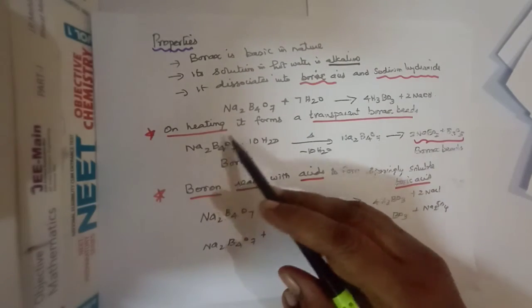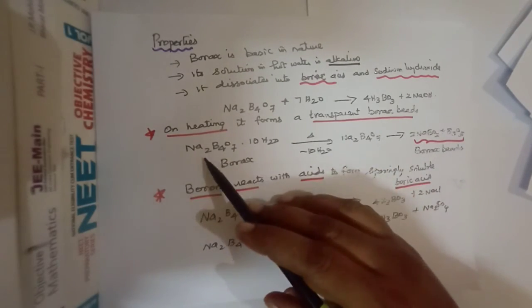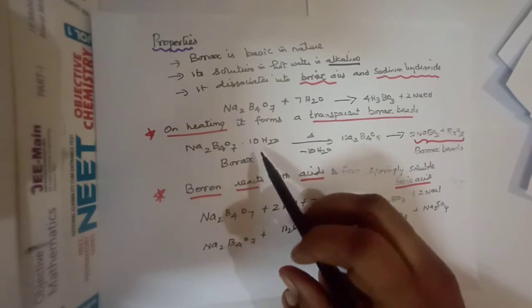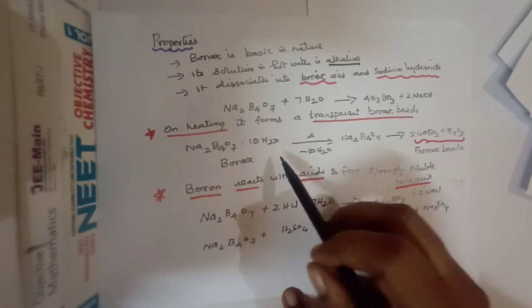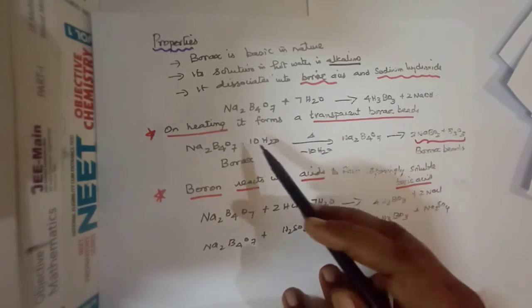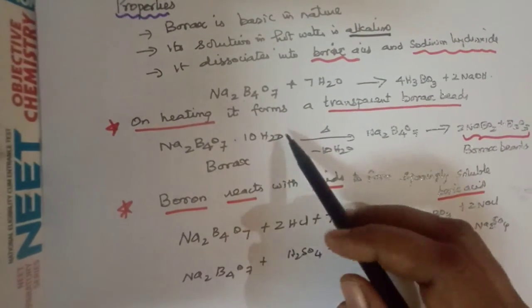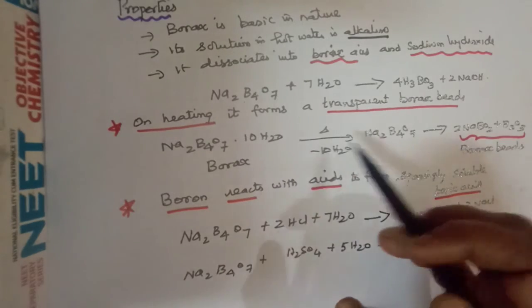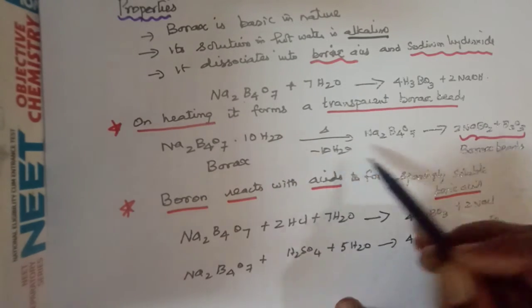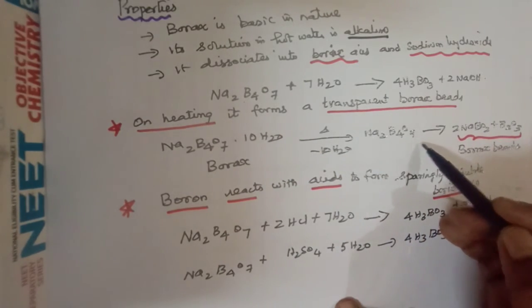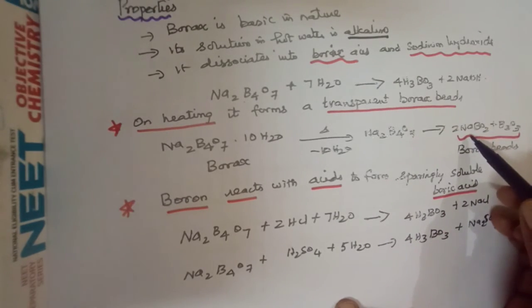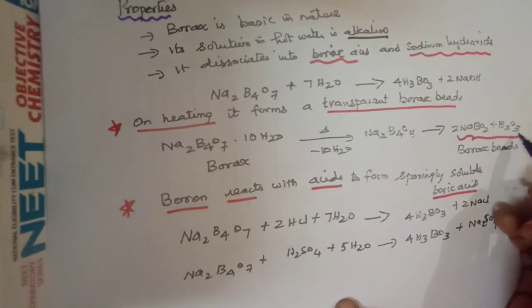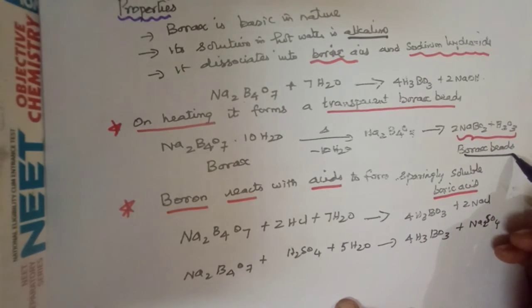Now take decahydrate borax, that is hydrated borax, Na2B4O7 10H2O. On heating, it loses 10 moles of water, meaning it becomes Na2B4O7. On further heating, this borax forms sodium borate and boric anhydride. The mixture of these two is a borax bead.